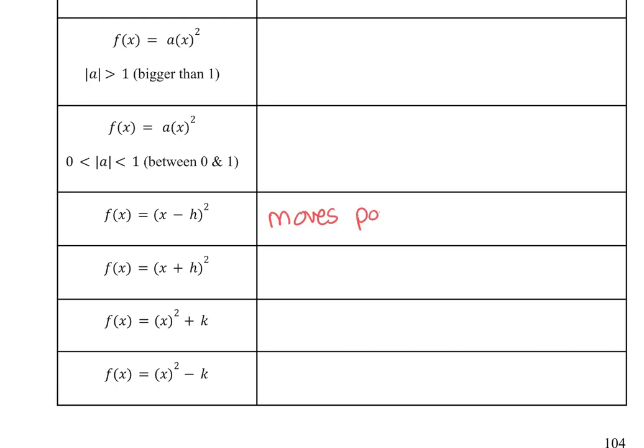Moves points right. Okay, this is going to move points left. Okay, that's the plus does it, the minus moves it right. And then if H is 5, it'll move it right 5. If H is 2, it'll move it right 2. It works the same with our left movement as well.